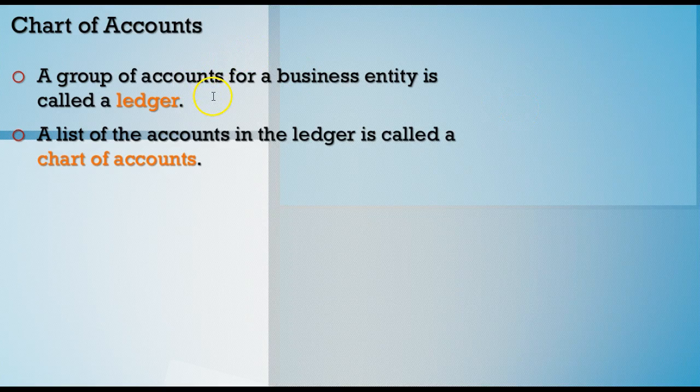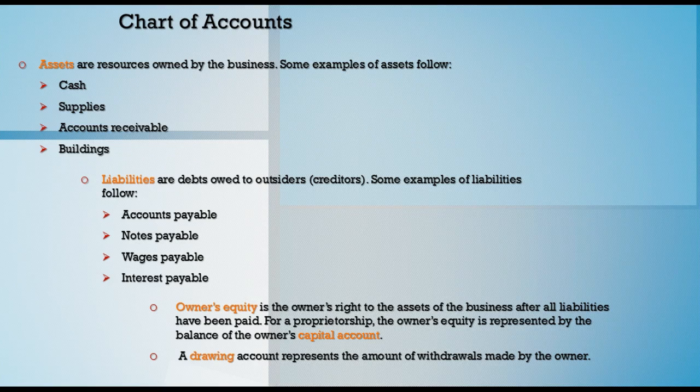So a group of accounts for a business entity is called a ledger. Now, this is where we have all of the accounts grouped together in one place. That's a ledger. And the list of accounts in the ledger is called the chart of accounts. And a chart of accounts looks like this, okay? You have assets. Those are resources owned by the business. And assets have accounts such as cash, supplies, accounts receivable, buildings, things that we own, things of worth.